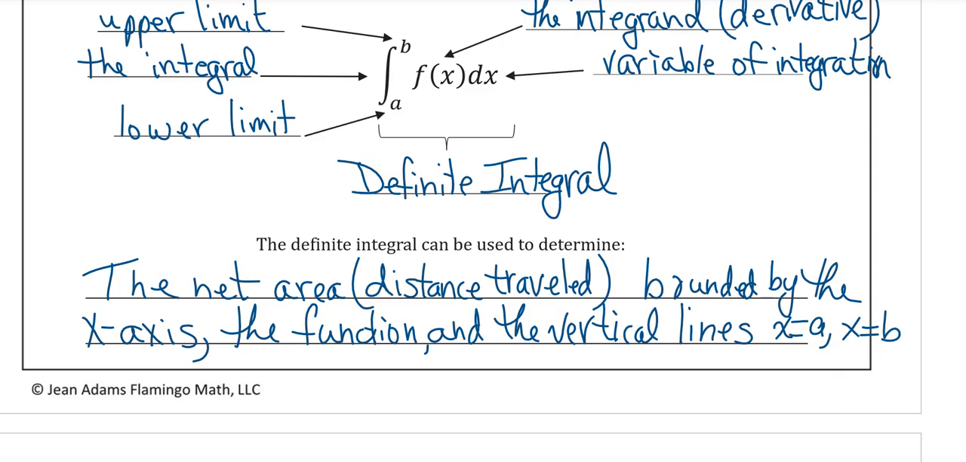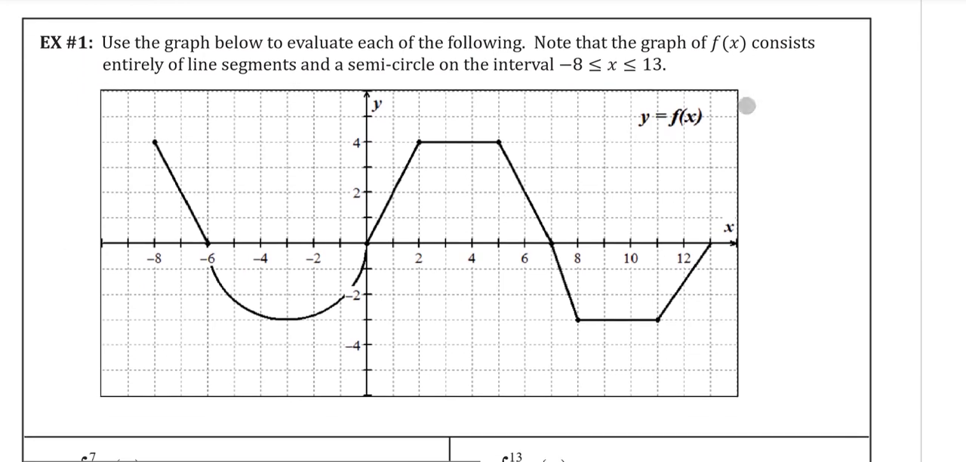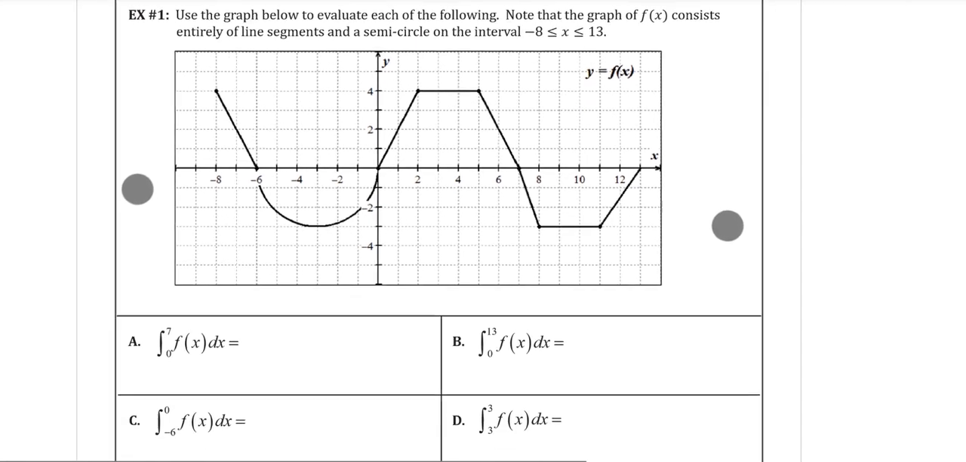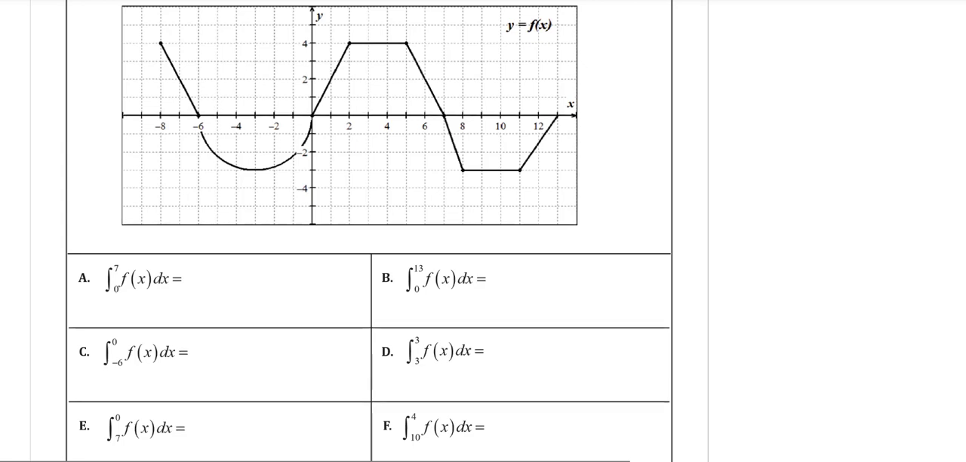Okay, moving on from here, let's do a little example. Use the graph below to evaluate each of the following. Note that the graph of f of x consists entirely of line segments and a semicircle on the interval from -8 to 13, including the endpoints. Let me make this a little smaller so we can get some of these in, and I'm going to leave a few of these for you to do on your own.